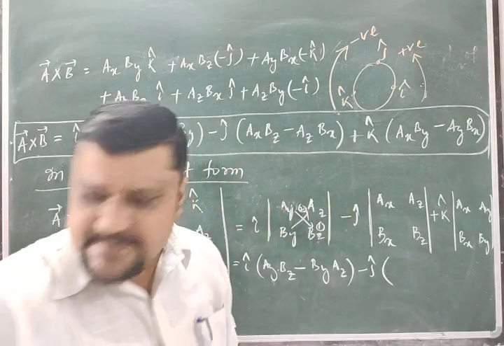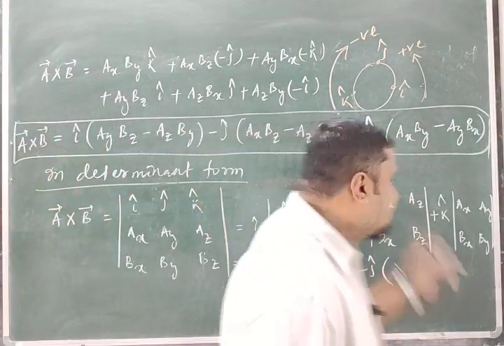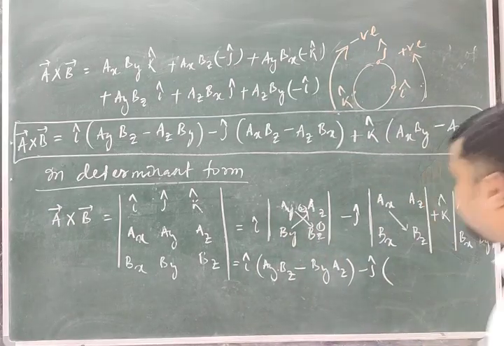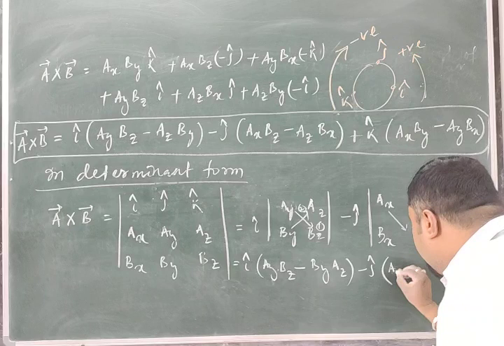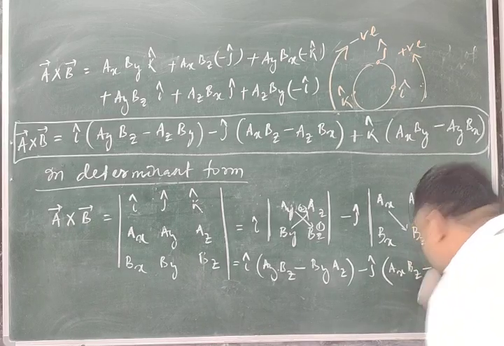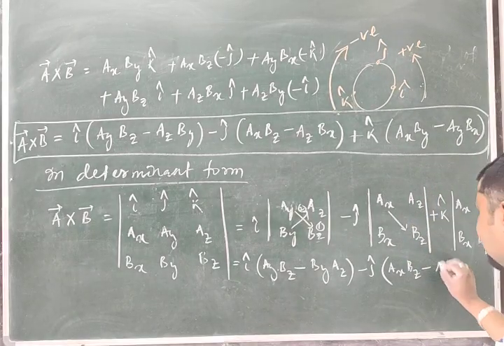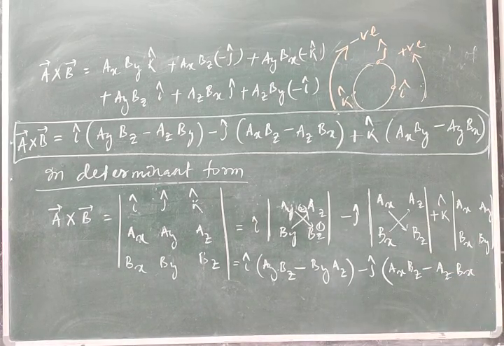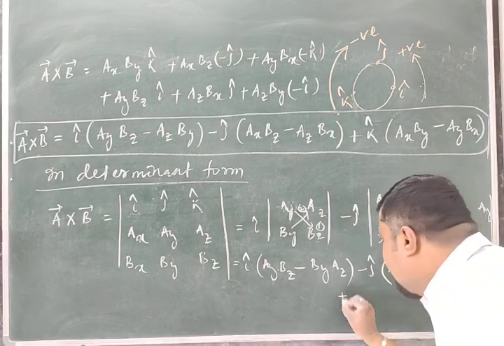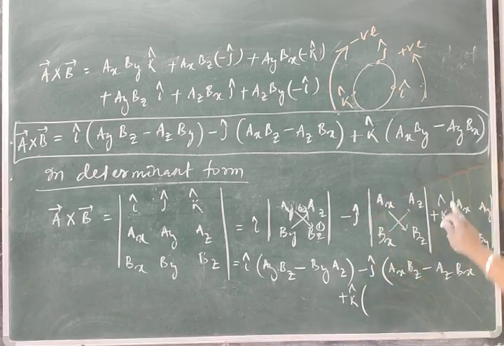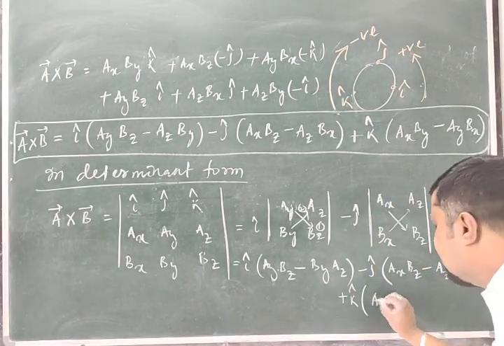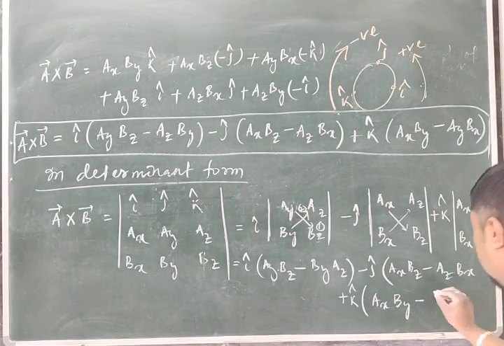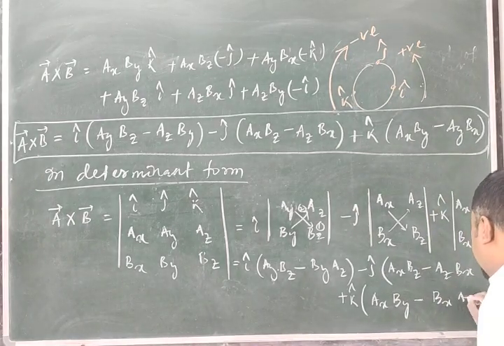Now you tell me what this will be. First, which one will I multiply? From left. So this one first: ax with bz, minus az bx, or bx az. Next this one. Then tell me, k cap: first this one, ax by, next minus bx ay.